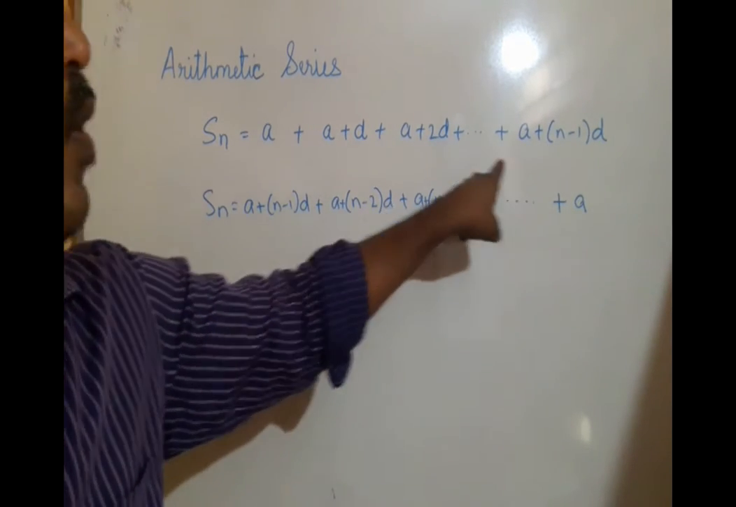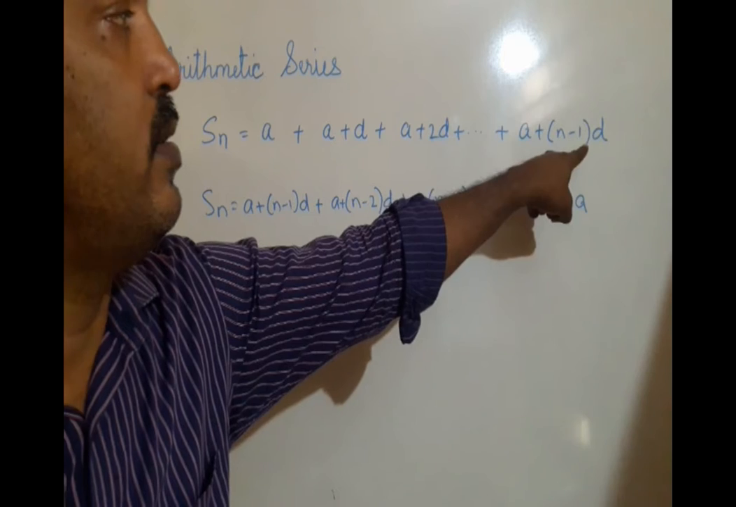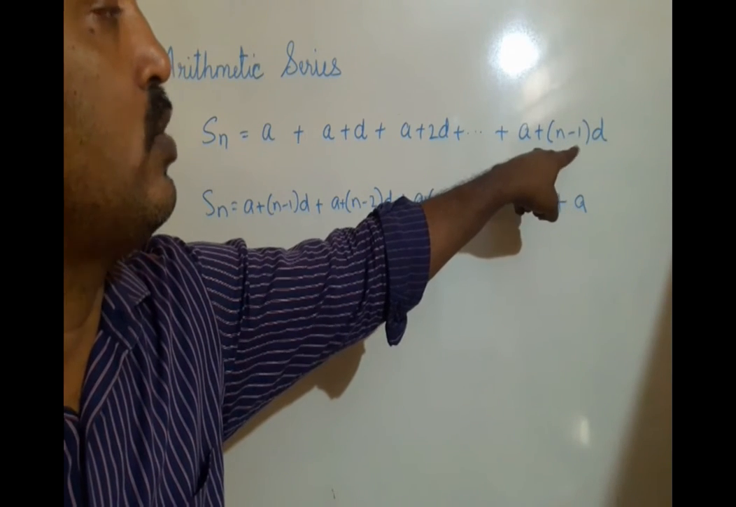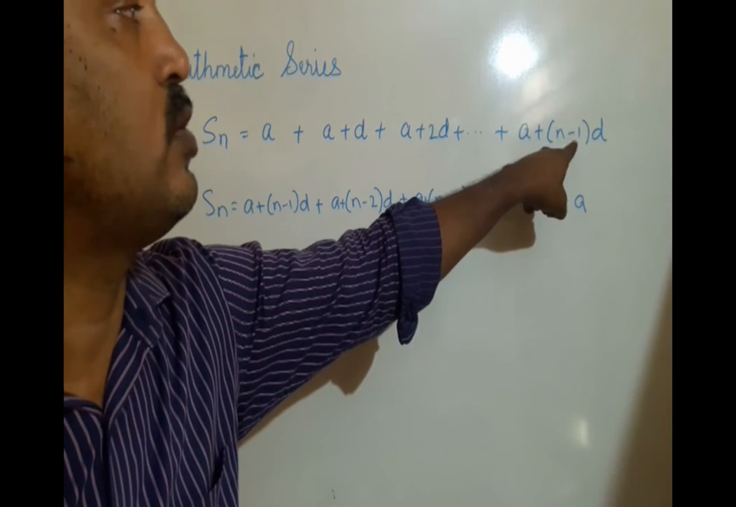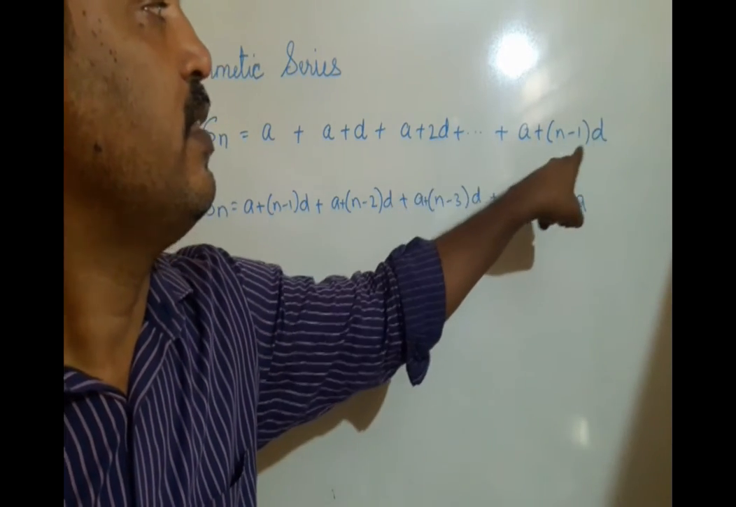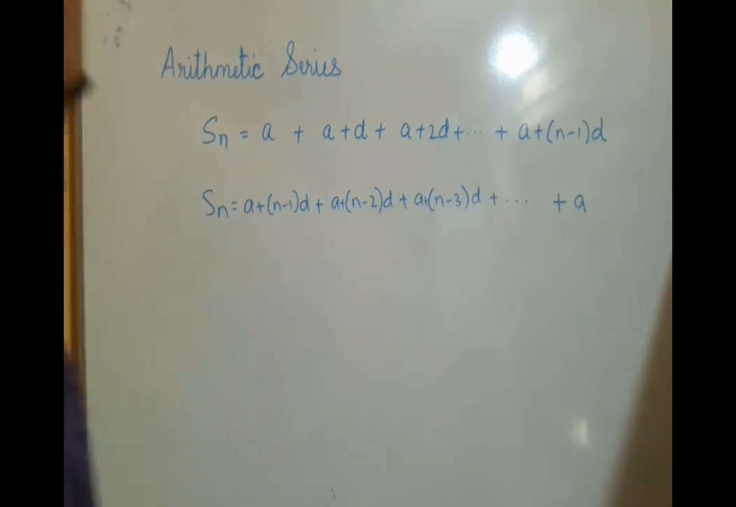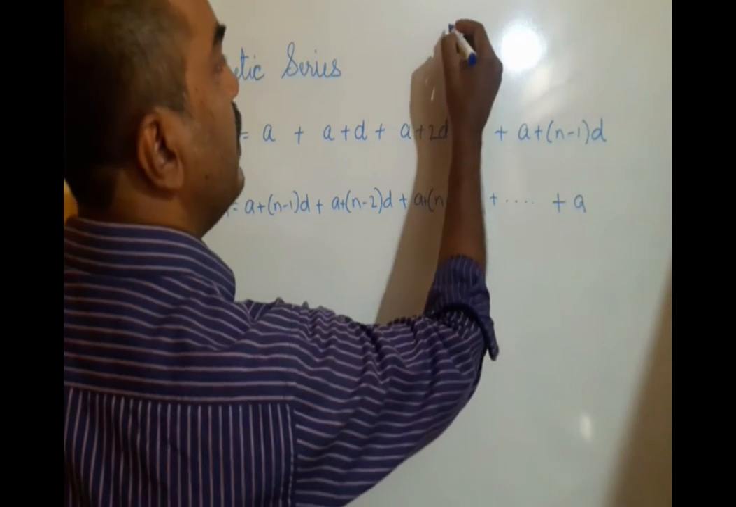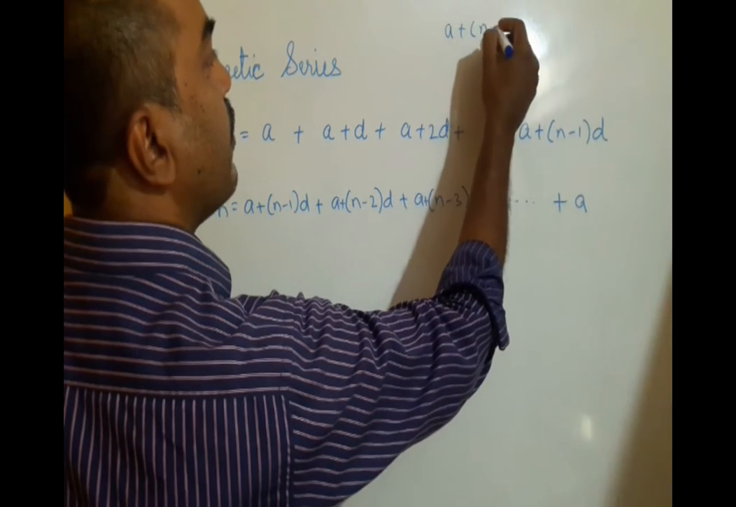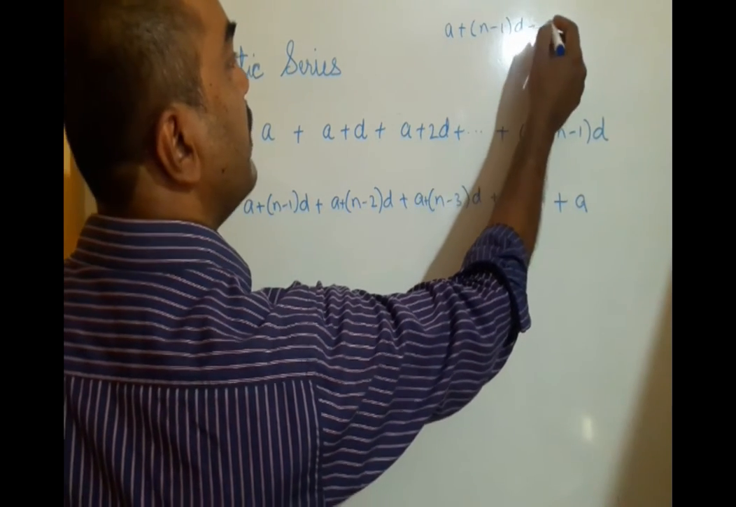Now how do you come forward? You subtract d from this term. So subtracting d from this term, we have a plus (n minus 1)d minus d, that is, n minus 1 minus 1. Are you following what I am saying? Subtracting d from this term will be a plus (n minus 1)d minus d.